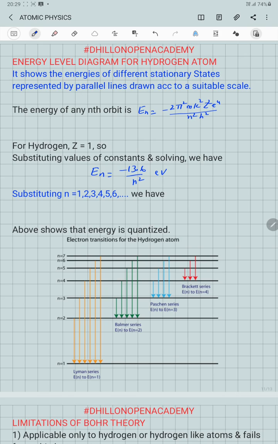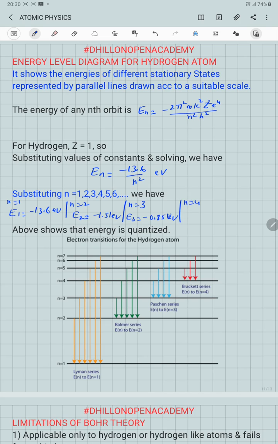That is, energy of an electron in any nth orbit is minus 13.6 divided by n square, with n ranging from 1 to 3, 4, 5. So in this equation, if we substitute the value of n as 1, 2, 3, 4 and so on, we get the values of the various energy levels. If n is equal to 1, E1 will be equal to minus 13.6 electron volt. For n equal to 2, second level energy will be minus 3.4 electron volt. If n is equal to 3, energy in the third level will be minus 1.51 electron volt.